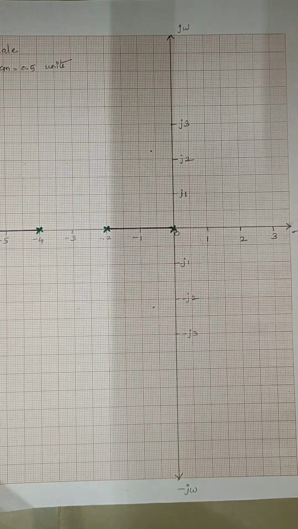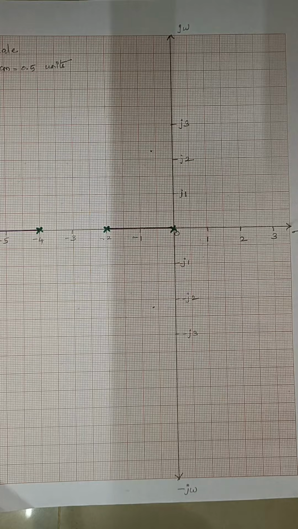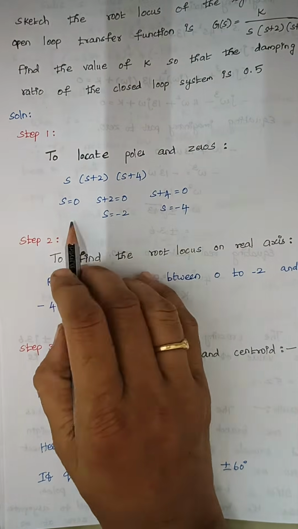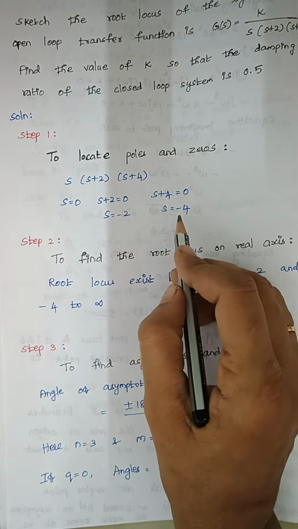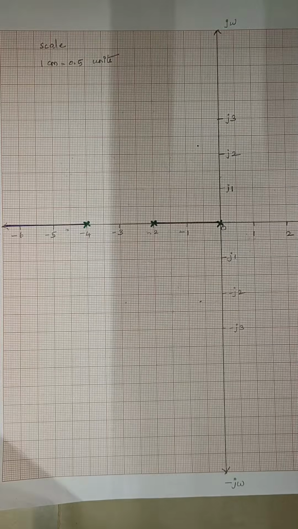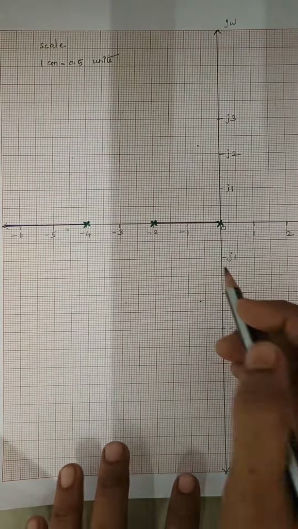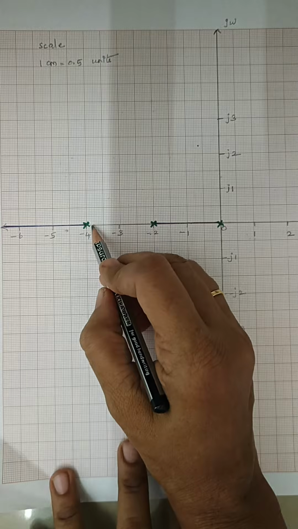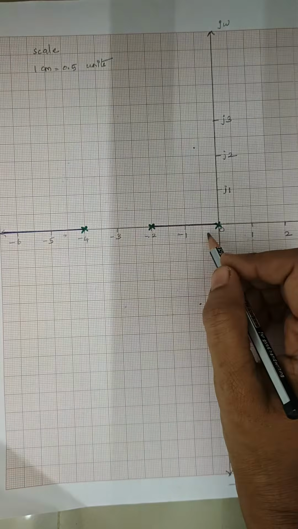Now we are going to plot the values on a graph sheet. Our step 1 is location of poles and zeros. From the problem, we are having 3 poles, right? One at 0, one at -2 and another one at -4. So here we are locating those values 0, -2 and -4. Right, this is our step number 1.